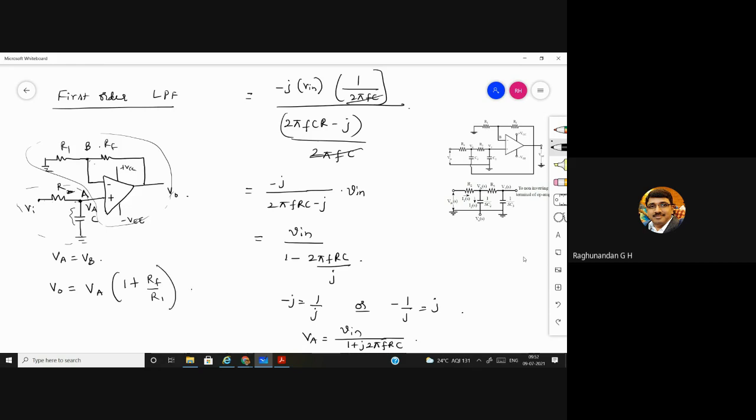Now, whatever we have obtained for VA, take this as equation number 3. Substitute in the place of VA: Vin by 1 plus j into 2 pi FRC, into 1 plus RF by R1.